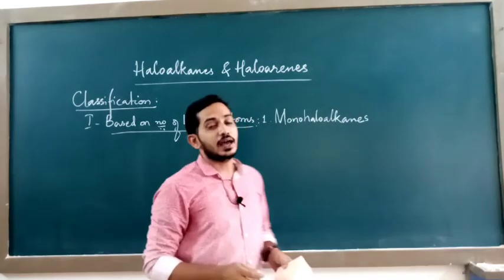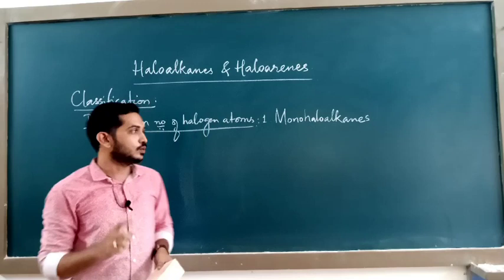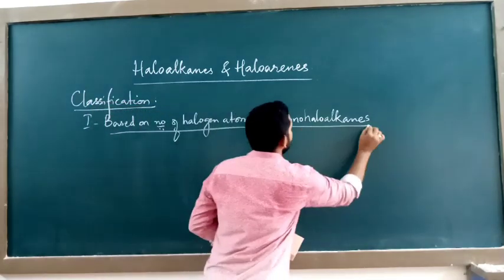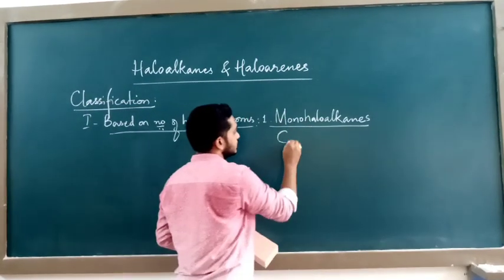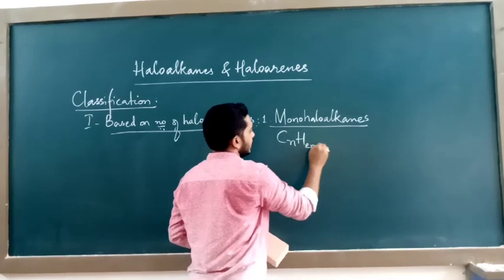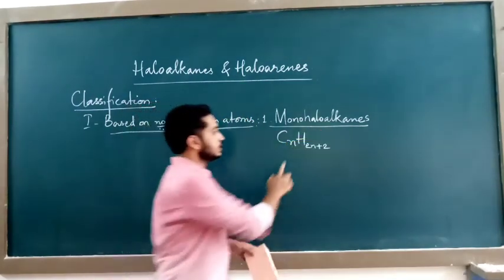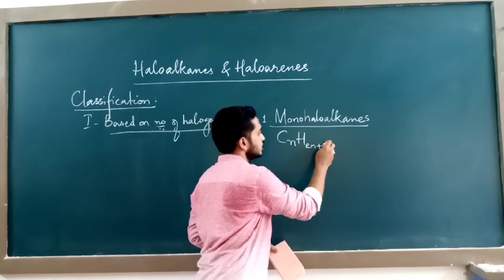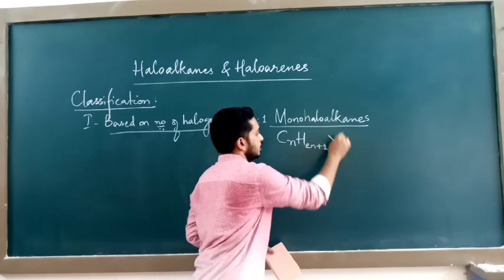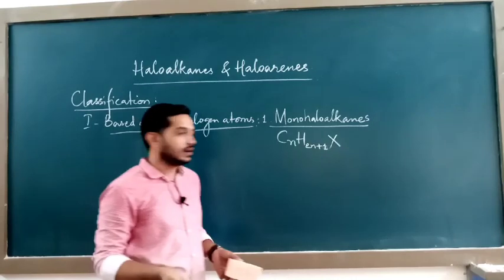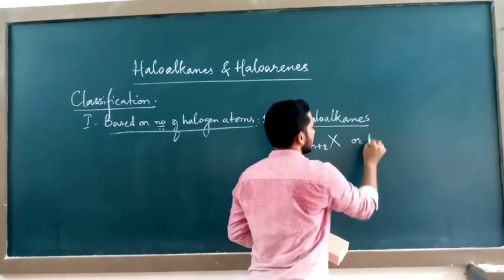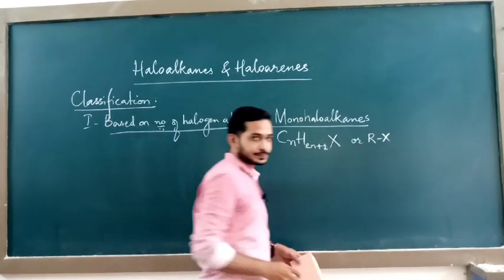Monohaloalkanes are the haloalkanes which contain only one halogen in them. If the general formula of alkane is CnH2n+2, then what could be the formula for monohaloalkane? CnH2n+1X. Or in simpler words, this formula can also be given as RX.